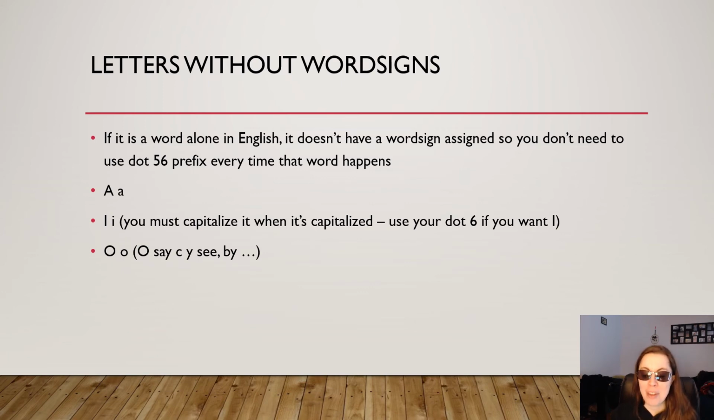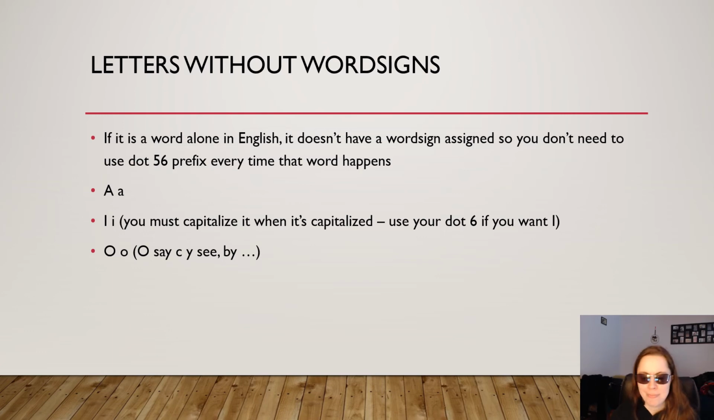So you may have noticed that we only had 23 word signs. That means there are some letters without word signs. Any letter that is commonly a word alone in English will not be assigned a word sign. So A, I, and O have no word signs, and that's so that you don't have to use that dots 5-6 prefix every time the word happens, right?